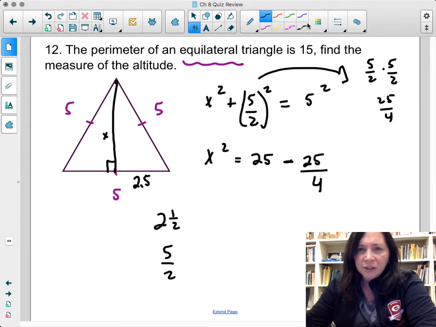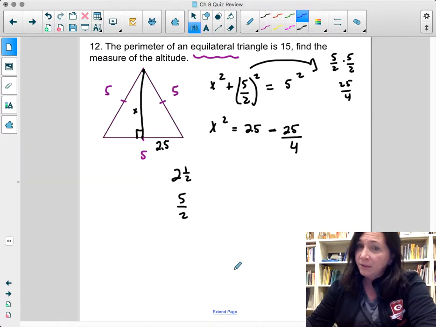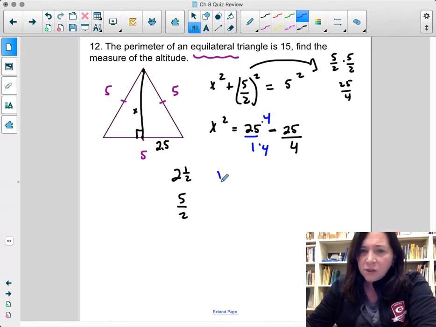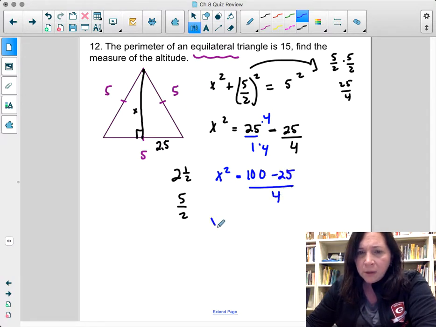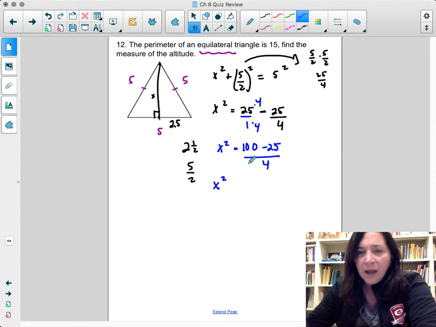The problem with this is that my denominators need to be the same before I can subtract them. So I need to multiply this by 4 over 4 because that's 1, and I'm not changing the problem by multiplying by 1. So what I have is x squared equals 25 times 4, which is 100, minus 25, all over 4. Continuing down here, 100 minus 25 is 75 over 4. So now, finally, that's a 4, by the way.